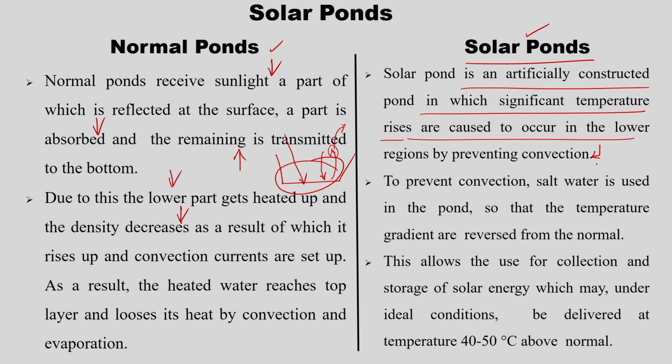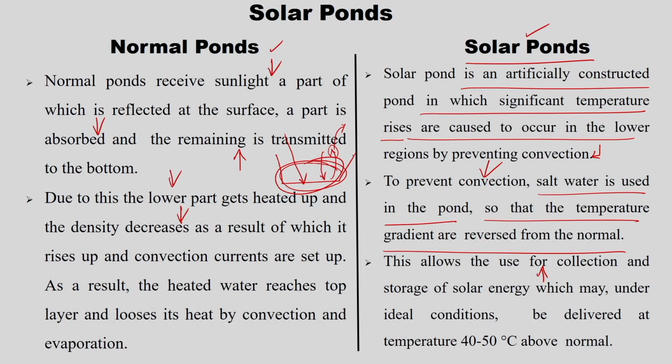So, what am I supposed to do? Because this energy is going to waste to the atmosphere in terms of convection and evaporation, somehow I need to stop this convection at the bottom of the pond, so that the heat will not reach the surface of the pond and lose its heat to the atmosphere. To prevent this convection, salt water is used in the pond, so that the temperature gradient is reversed from the normal. If the density is high, then the hot water remains at the bottom of the pond only. That is where we reverse the thermal gradient and make the hot water stay at the bottom of the pond. So, this allows the use for collection and storage.